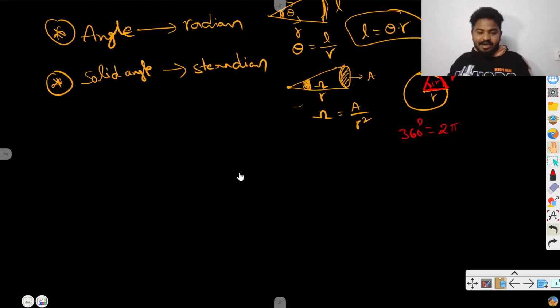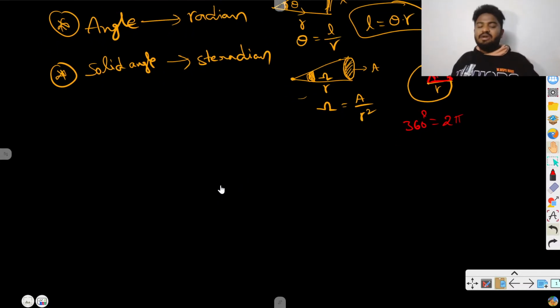And then let's come to the derived physical quantities. These are all about the fundamental physical quantities.